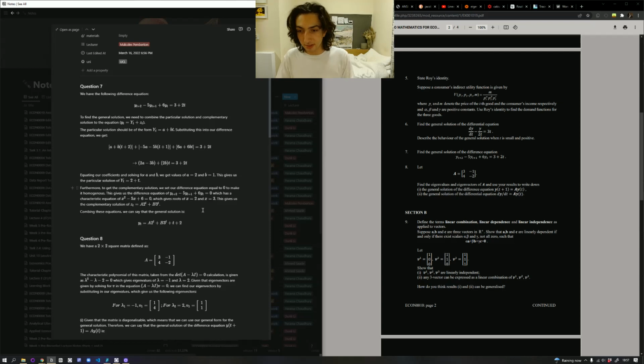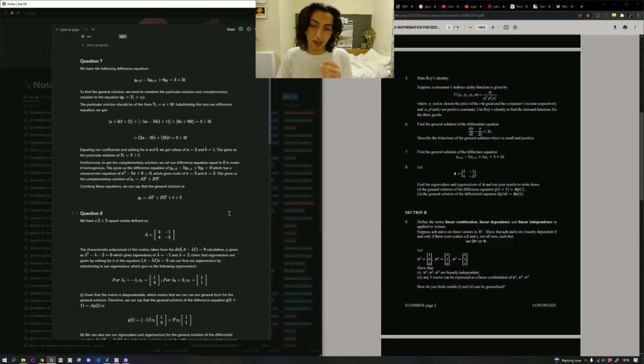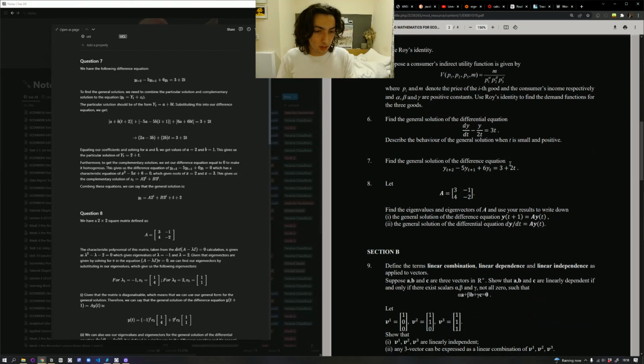So combining these two, we get the general solution, which is A times 2^t plus B times 3^t, plus t plus 2. It could be plus 2 plus t as well, so whatever you guys feel is right. Anyway, let's go into the next one.